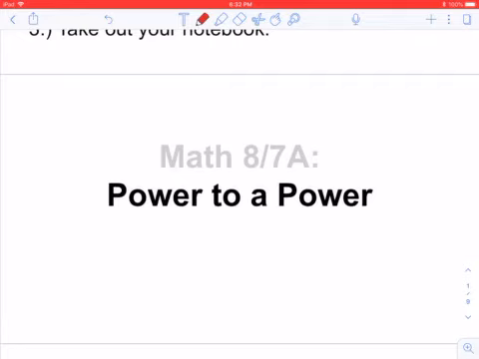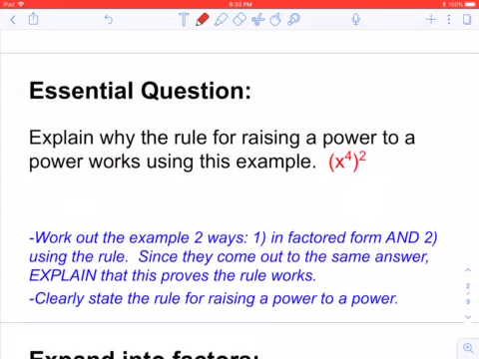Okay, here's your essential question. Only write down what is in black. Explain why the rule for raising a power to a power works using this example. You can also write down the example: x to the fourth power, and then that whole thing is raised to the second power. What's in blue is what I want you to keep in mind when you do your summary. We'll talk about that at the end.